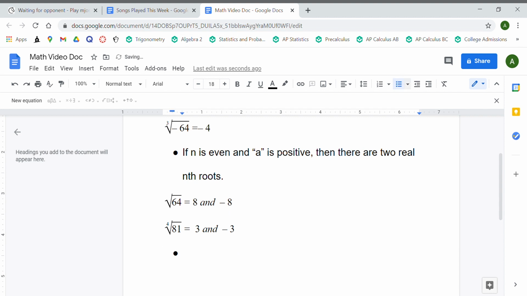This one should be a little bit easy, really easy to understand though. If n is even and a is 0, then there is one real nth root.